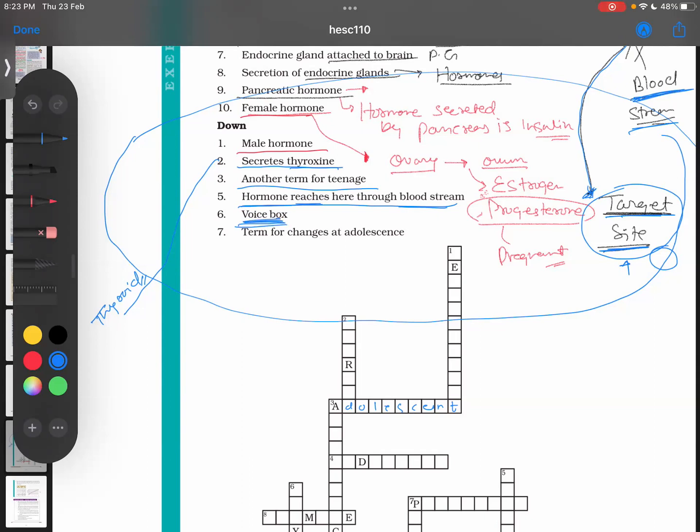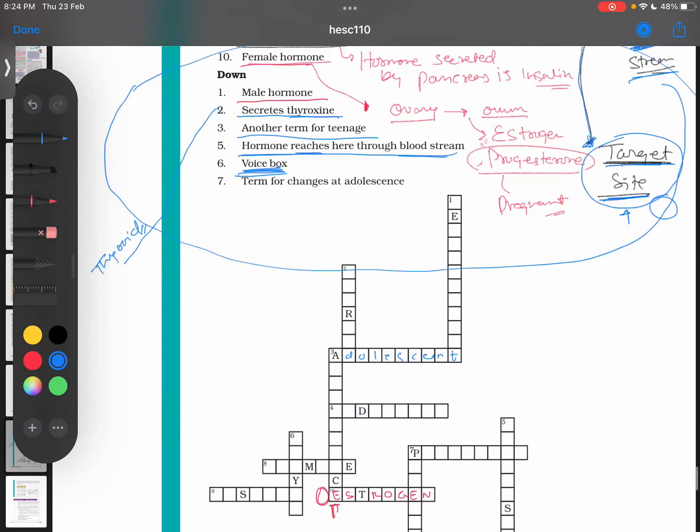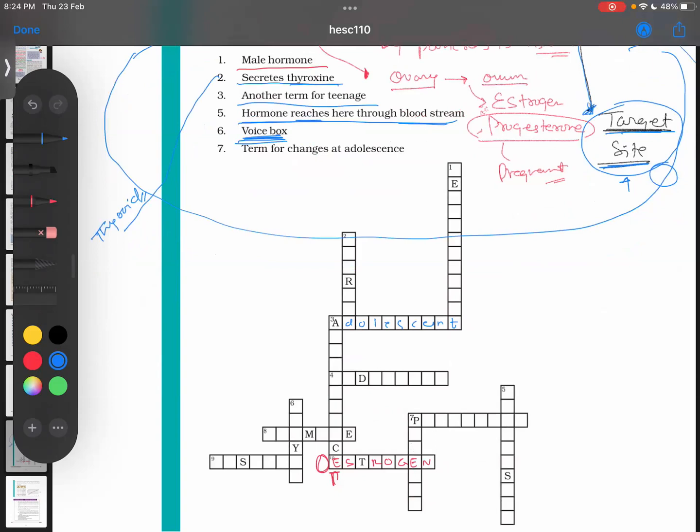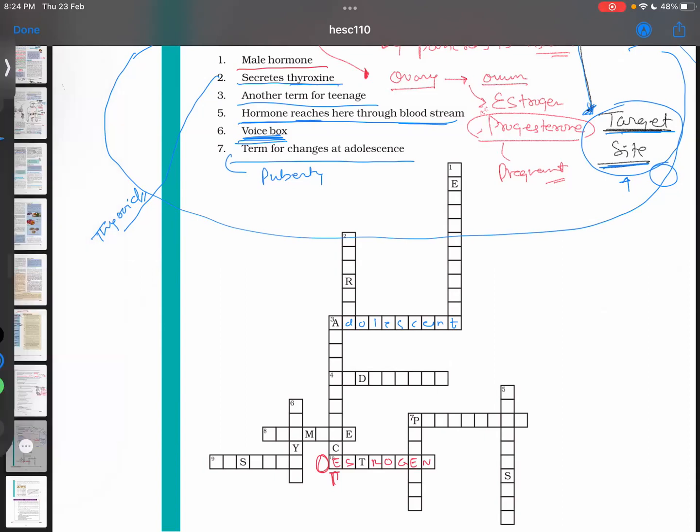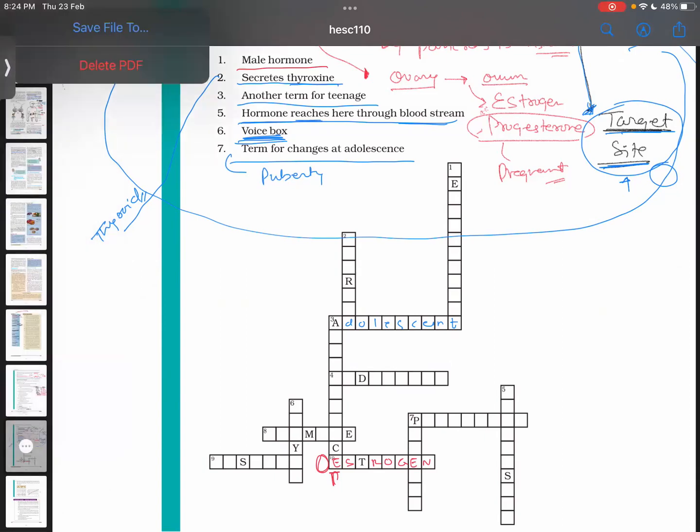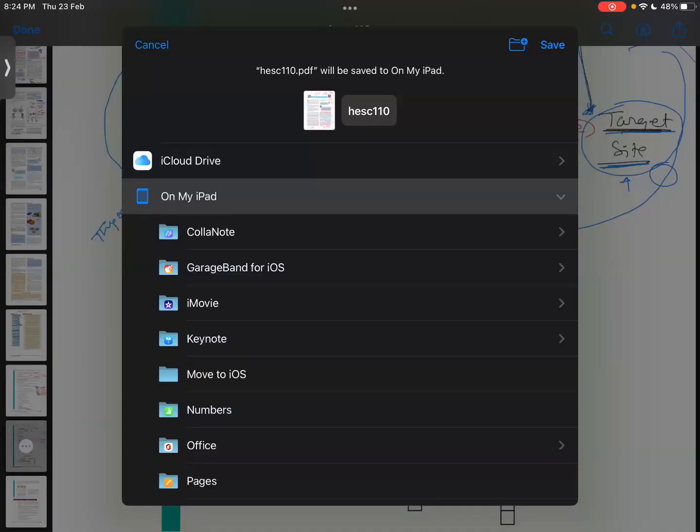Voice box, no need to talk about this. You know it already. It is the larynx. Term for changes at adolescence. Puberty. Very good. It is puberty. Okay, very good. So this chapter of ours is also completed.